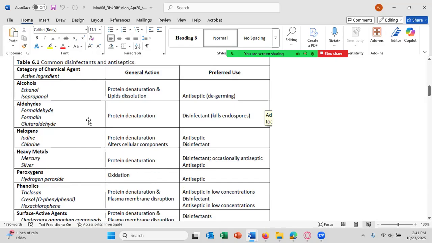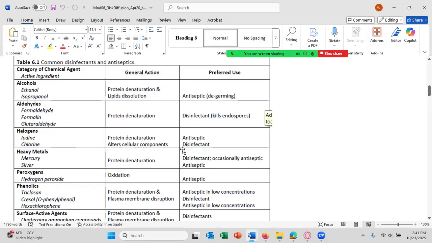The aldehydes are actually a disinfectant because you really don't want to use formalin or formaldehyde on your skin, but you can use it as a disinfectant. Halogens include iodine and chlorine, like chlorine bleach, tincture of iodine. Iodine is an antiseptic because it doesn't damage the skin. The chlorine bleach is mostly used as a disinfectant because at least long-term use would damage your skin.